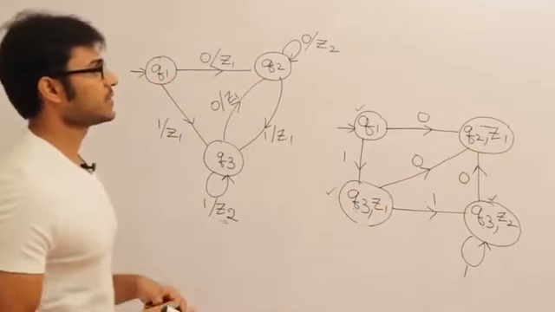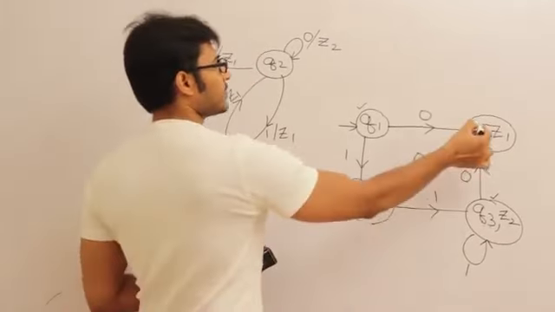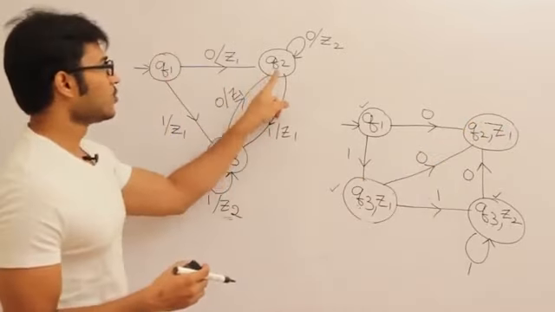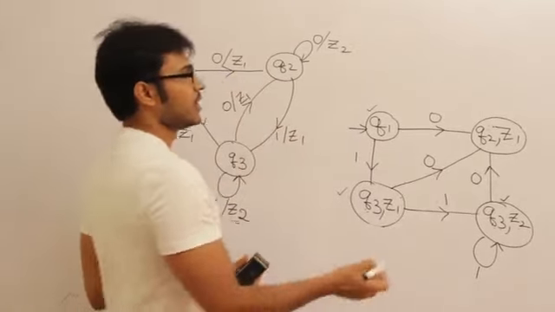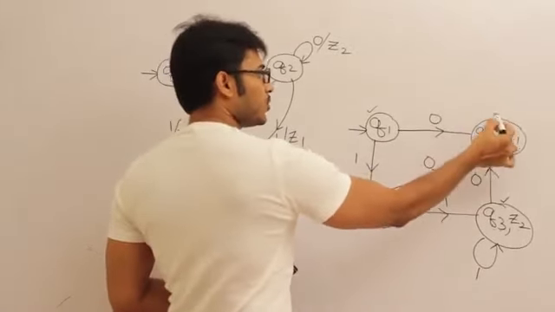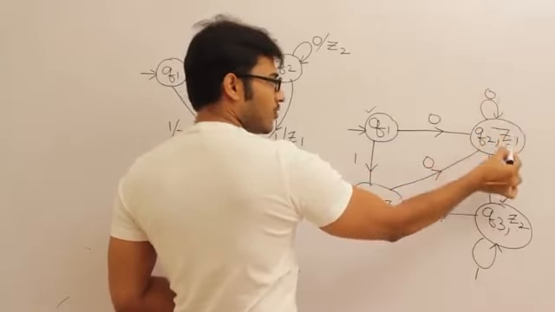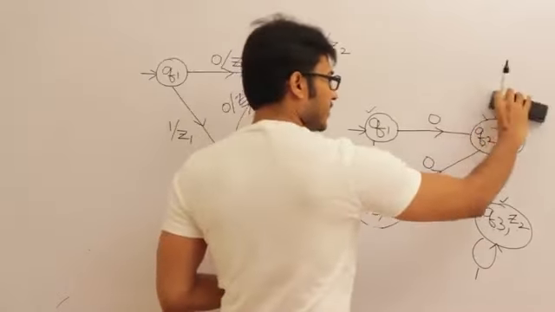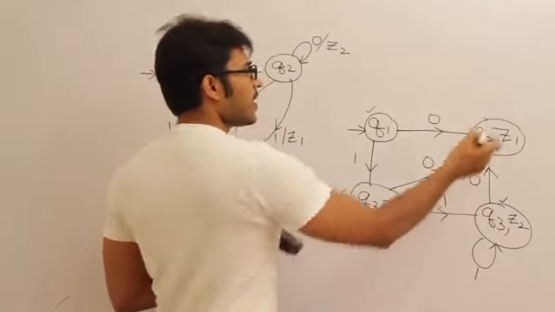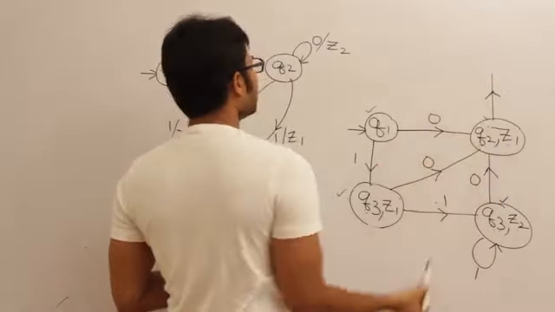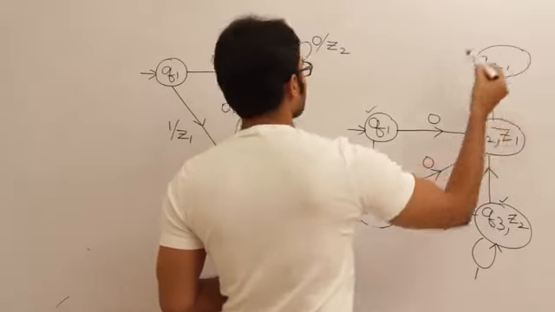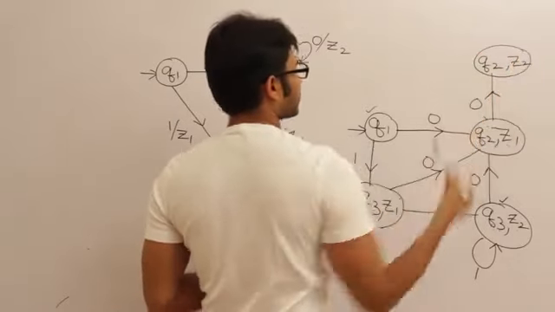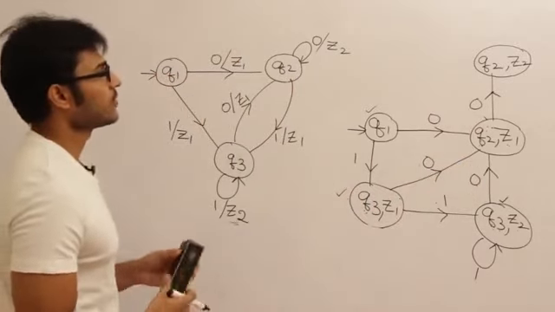We didn't show what happens on 0 and 1. What happens on 0 for Q2? See this, Q2 on 0 has to go to Q2 itself and the output has to be Z2, but the output here is Z1. Therefore I am not going to use the same state. I'll create one more state. Q2 on 0 will go to Q2 itself and the output has to be Z2. It is important. Okay, so one more state is created.